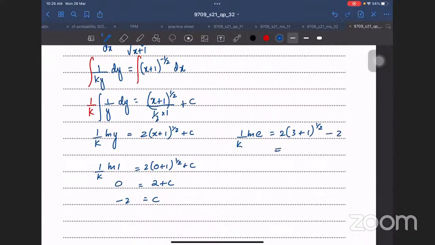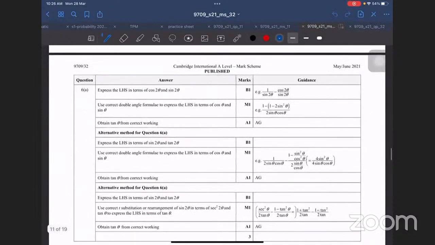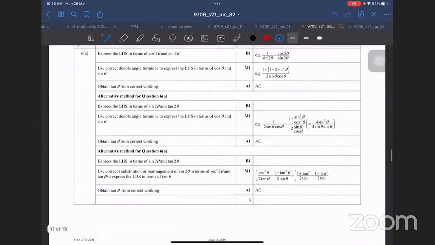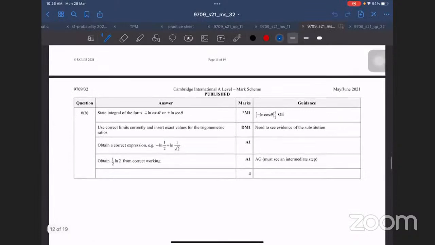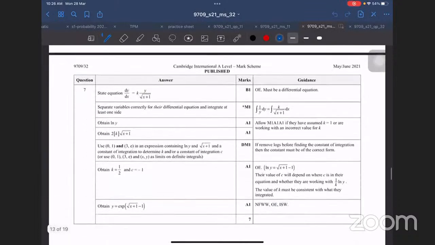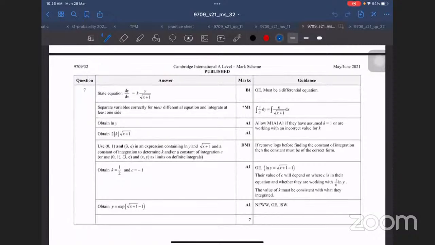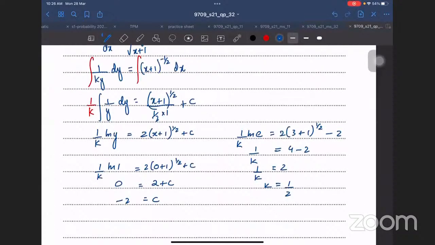8. 4 power half is 2. 2 power 2 is 4. 2 into 2 is 4. Or even get 1 over k. K equals to half. Okay. Let's check if those are the correct answers. Minus 1. Have I made a mistake somewhere?